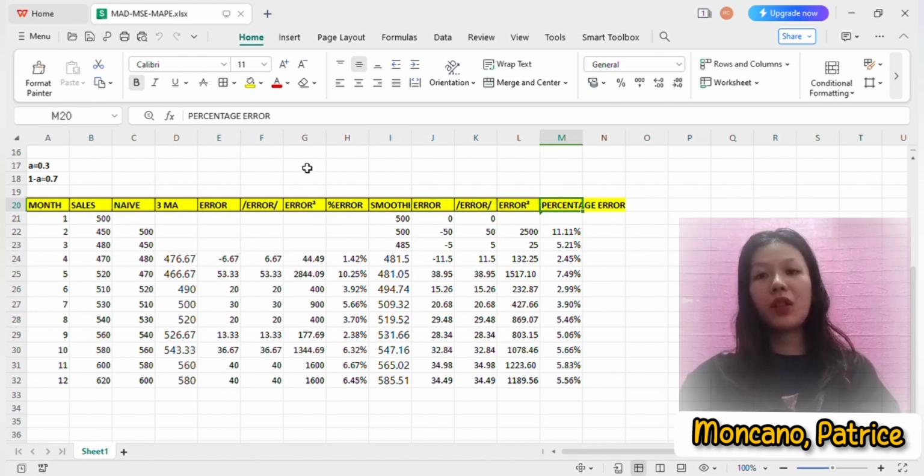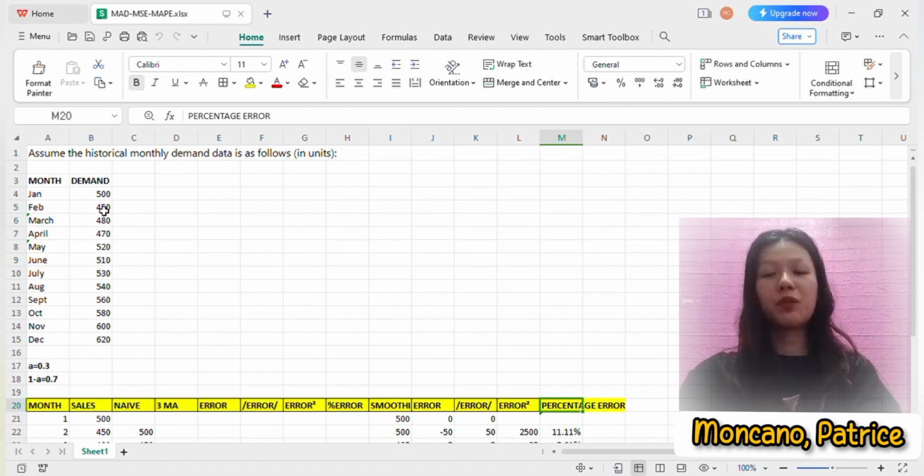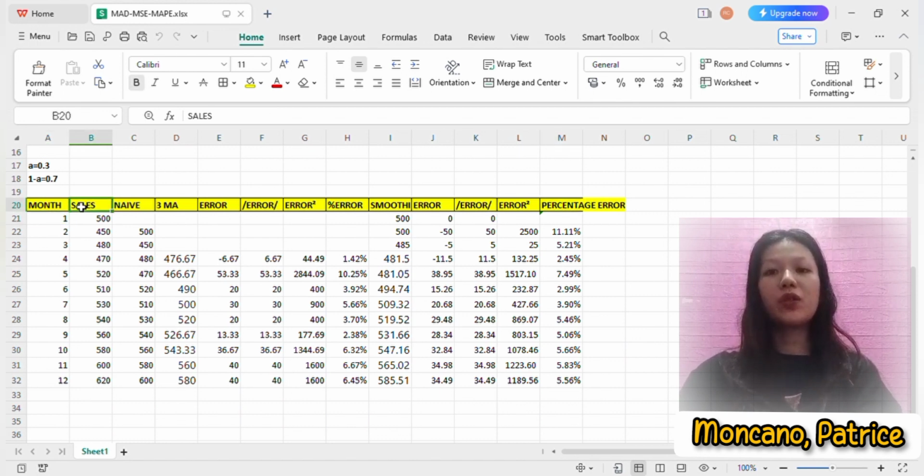Need for continuous evaluation: forecast accuracy should be continuously monitored using metrics like MAD, MSE, and MAPE. This helps in assessing the performance of forecasting methods and making necessary adjustments. Benefits of demand forecasting: accurate demand forecasting is vital for optimizing inventory levels, improving production planning, enhancing supply chain efficiency, and increasing customer satisfaction. It directly impacts the operational efficiency and profitability of the business.